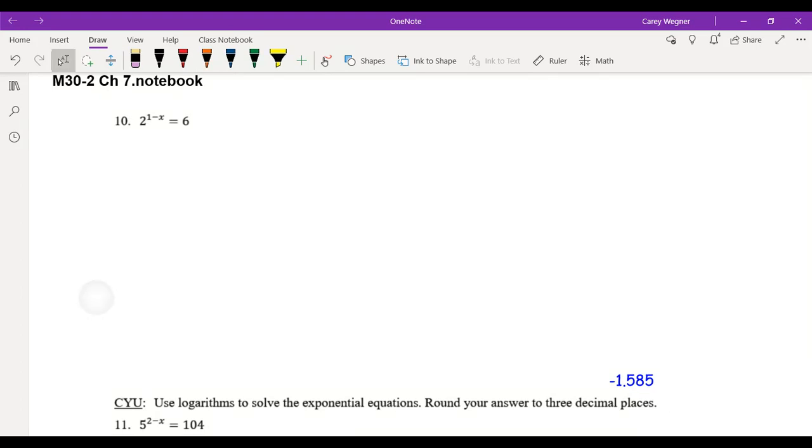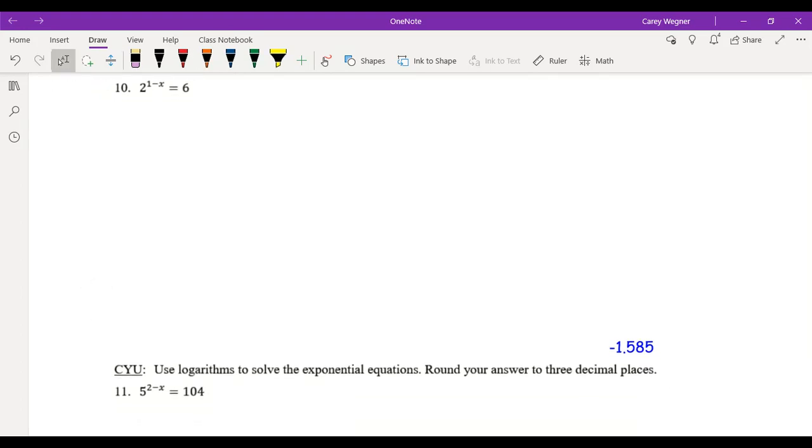Question number 10. Similar idea, but a question where a few more of us will make a mistake. You can already see the answer in decimal form there, but let's rewrite this again in logarithmic form. My base is 2. Log base 2 of 6 is equal to 1 minus x. Now here, this subtraction sign on the right side sometimes throws people off, but notice that this is a positive 1. So to get rid of that positive 1, I need to subtract 1 on both sides of the equation.